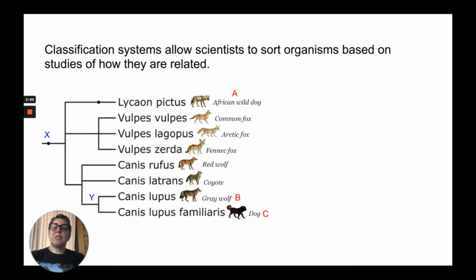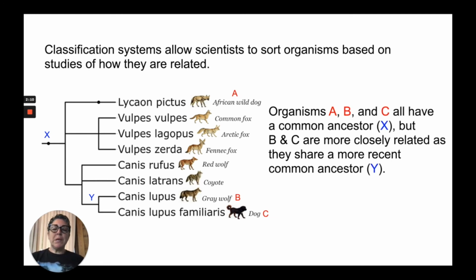So classification systems allow scientists to sort organisms based on studies of how they're related to each other. So if we look at this type of diagram, we can see that organisms A, B, and C, that is the African wild dog, the gray wolf, and the dog that we have like in our home, all have a common ancestor, which is labeled X in blue. However, B and C, that is the gray wolf and the dog, are more closely related to each other because they share a more recent common ancestor. This is labeled Y in blue.